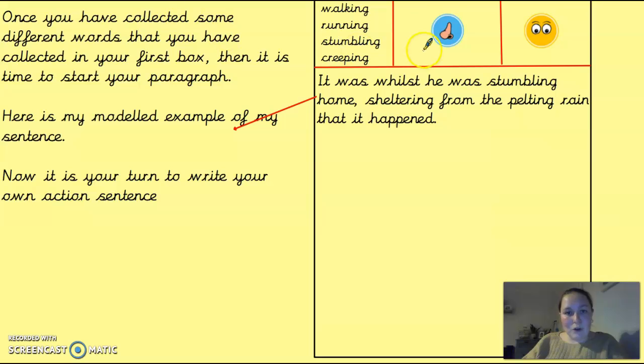Okay, hopefully you've got lots of ideas up in your thinking section. We're now going to write the actual sentences down below. So this is my example. I'm going to start setting the scene for the theft. It was whilst he was stumbling home, sheltering from the pelting rain, that it happened. Okay, I'll just put another comma in because I've missed one. So it was whilst he was stumbling home, sheltering from the pelting rain, inside commas, that it happened. All right, that's my example.